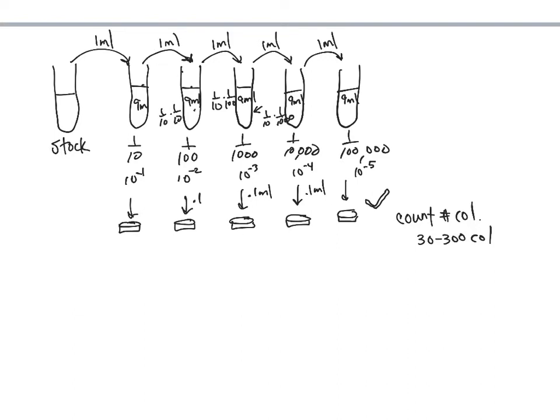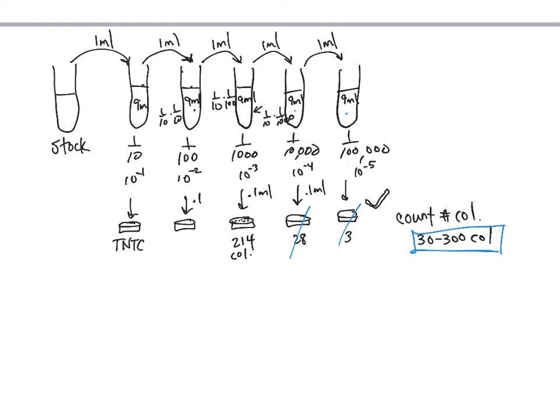So let me give you an example of some actual numbers. Remember, when we only dilute it a little bit, probably these are going to be too numerous to count. Let's say we count 214 colonies on this plate, 28 on this one, and 3 on this plate. Okay, so remember, we're looking for between 30 and 300. So if I give you numbers like this, you're just going to ignore that. Okay, you're not going to use those two dilutions to do your calculation because that's not considered statistically significant.